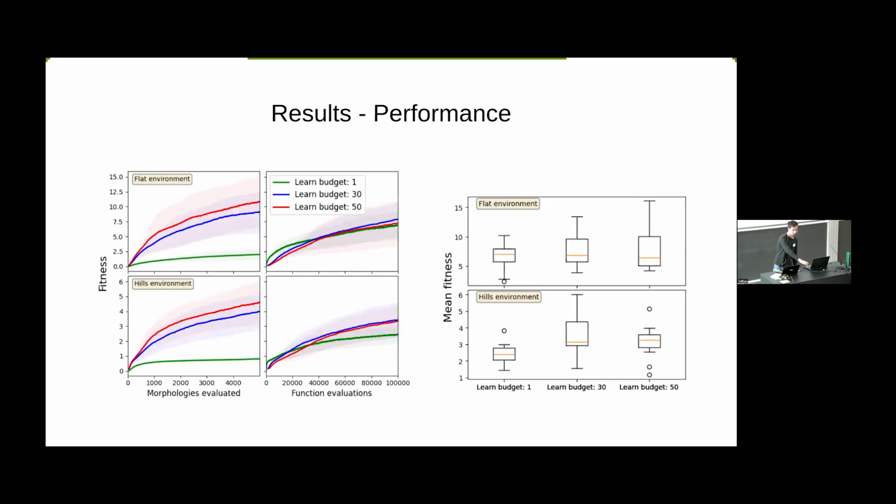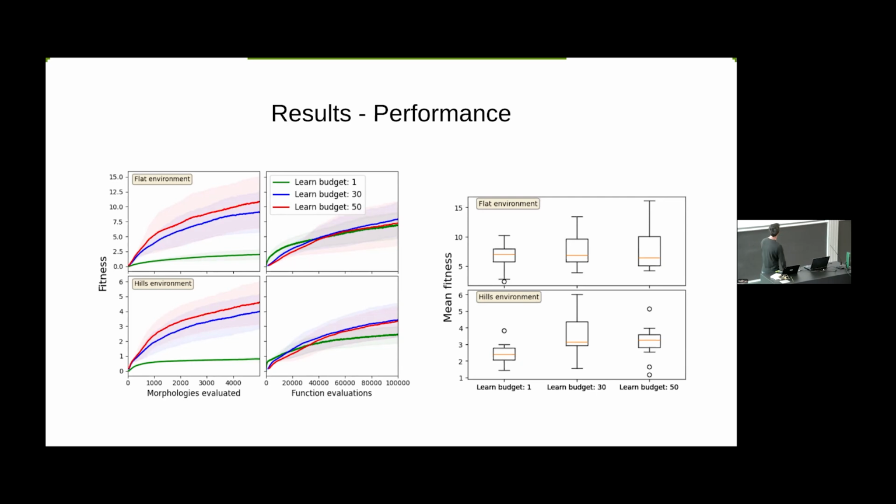The results show that indeed, if you compare morphologies evaluated or generations, the learning performs way better than without learning. So that's no surprise. But if you compare on function evaluations, the differences are smaller. But more importantly, the difference becomes bigger the harder the environment is.